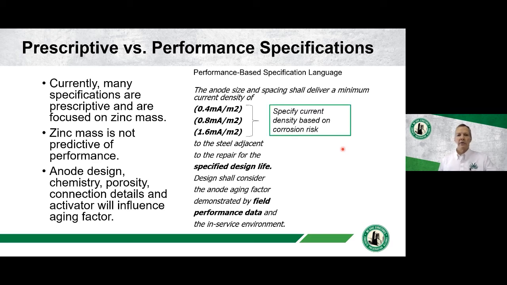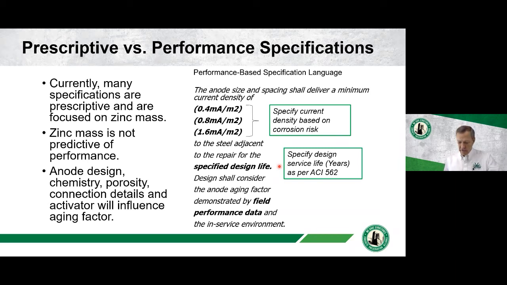It may be something like this, or it could be something different depending on what is applicable for your job. You are definitely going to want to say in your performance-based design, what minimum current density you want or expect or need to have, and depending on the corrosion risk, that number is going to be different. You are going to want to define the specified design life for the repair or for the anode system to be installed. If you're doing designs consistent with ACI 562, the concrete repair code, this is going to be a requirement to define the design service life.